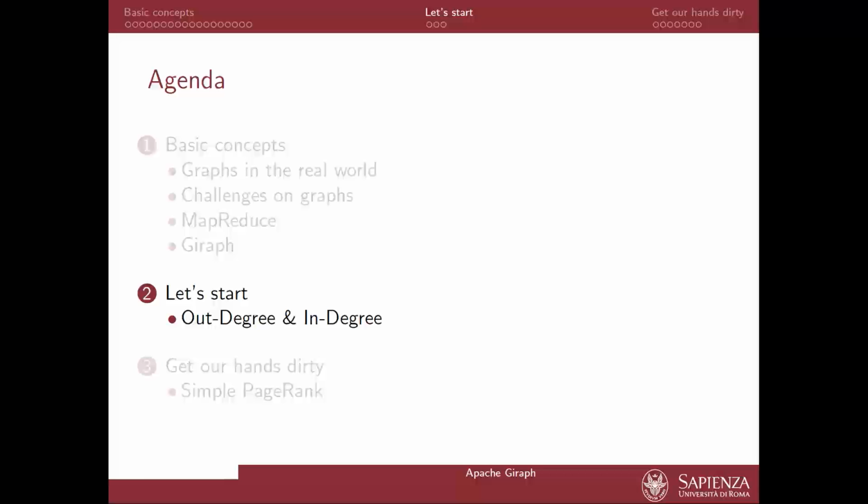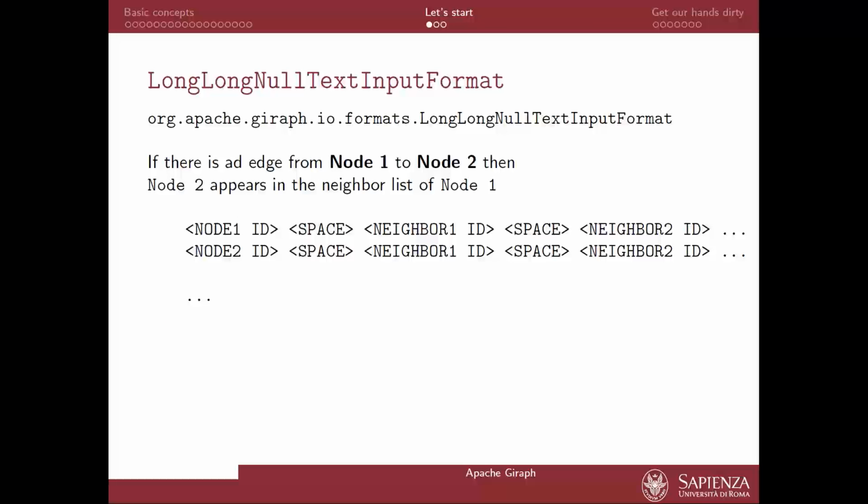We are going to see a first concrete example of Giraph. In particular, we are going to compute the out degree of a given graph. Since we are talking about the out degree, this means that the graph must be directed. Therefore, the first thing to do is to define the input format to Giraph, of the graph, of course.